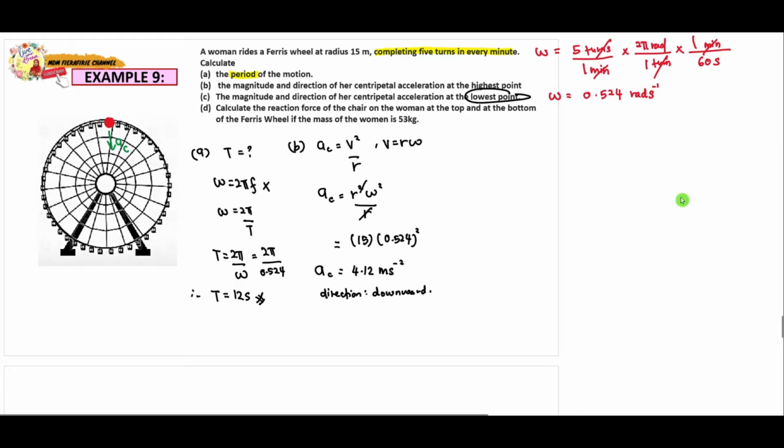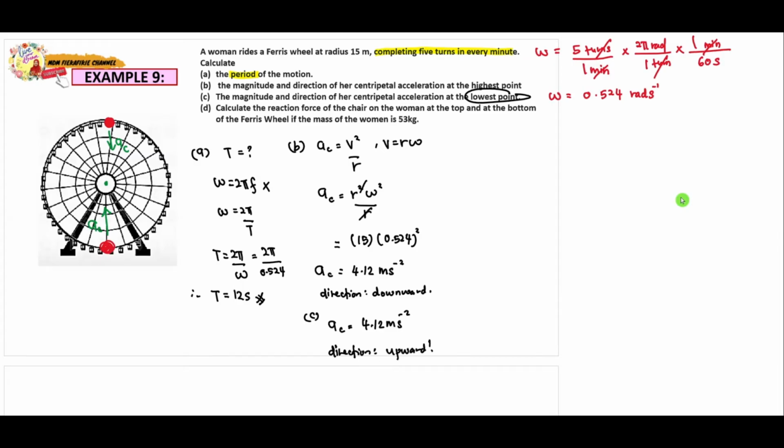Sama juga sebenarnya nilai centripetal acceleration. Yang membezakan adalah direction sahaja. So at the lowest point, the direction of the centripetal acceleration is toward to the center. Ini center dia kan? So AC should be upward. But how about the centripetal acceleration? Tak perlu kira untuk jawab C ni. Okay, centripetal acceleration, the magnitude of AC still the same, 4.12 meter per second squared. But this time for C, the direction of centripetal acceleration should be upward.